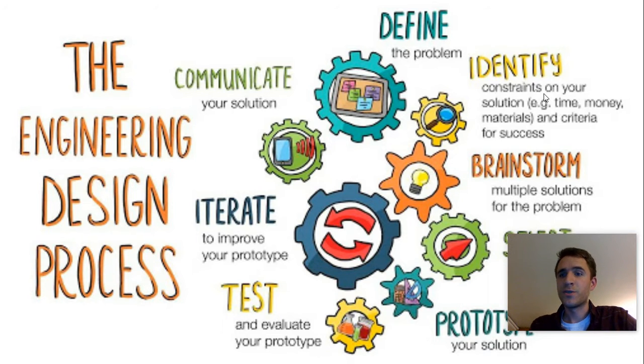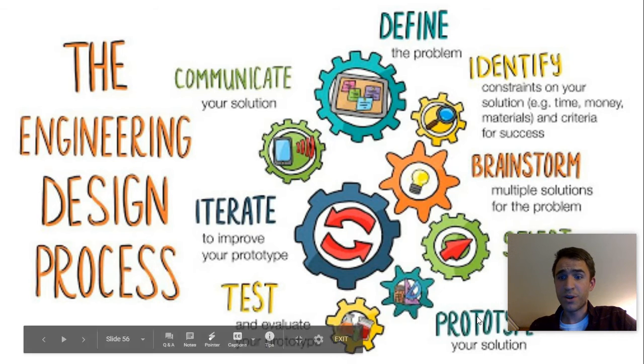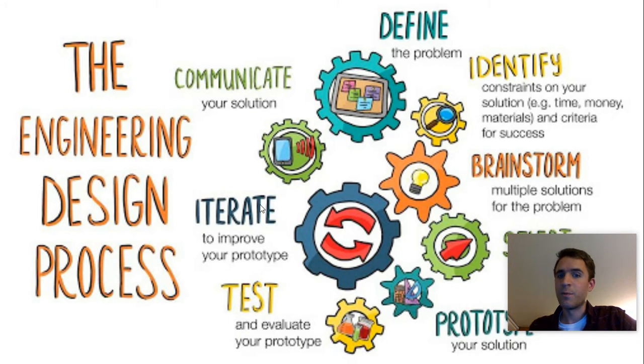Then you're going to identify the constraints and the criteria for your design. You're going to brainstorm solutions. You're going to select the most promising solution, prototype it, test it, get feedback on it, change it, iterate it, and then when you're all done, communicate what your final design solution is.